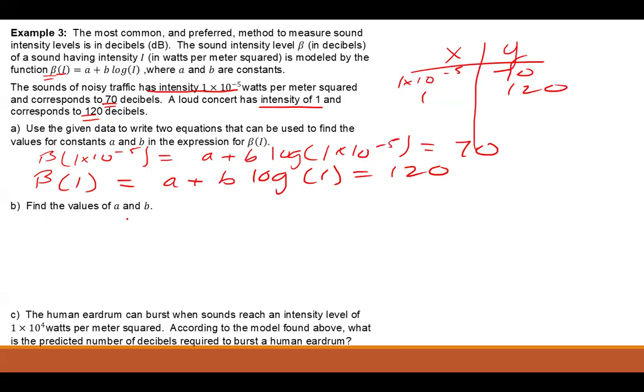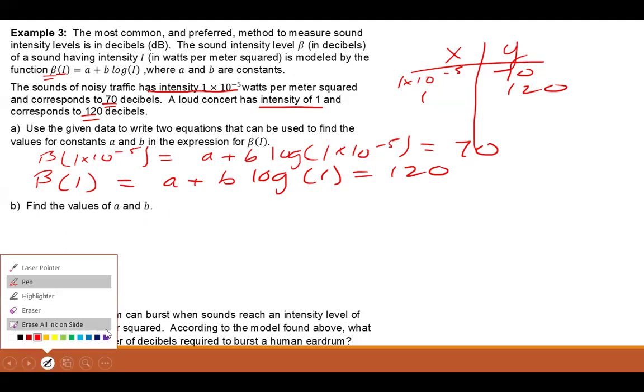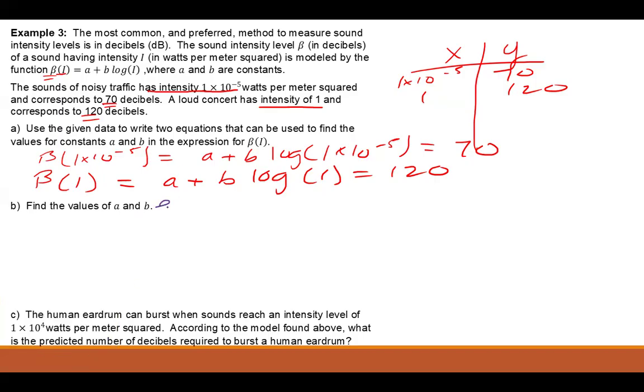When you're finding the values of A and B, it is always going to be the elimination method. Okay? So your job is to eliminate. So we're going to be using the elimination method. Using the elimination method means that when I'm combining these two, one is going to have to be subtracted, right? If I don't, then I'm going to end up losing those values. The other thing here is I can actually simplify this. Log of 1, what does that give me?